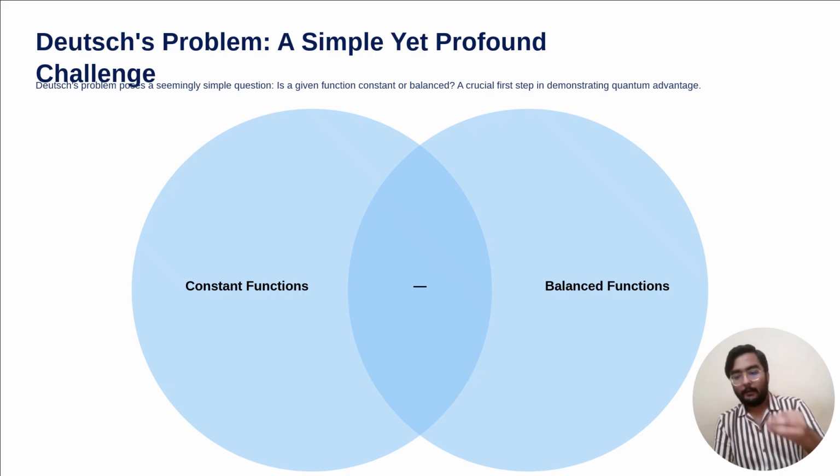This makes it a perfect test case to show quantum advantage in a very clean way. Constant function and balanced function. Deutsch's problem poses a similarly simple question. Is a given function constant or balanced? A crucial first step in demonstrating a quantum advantage.